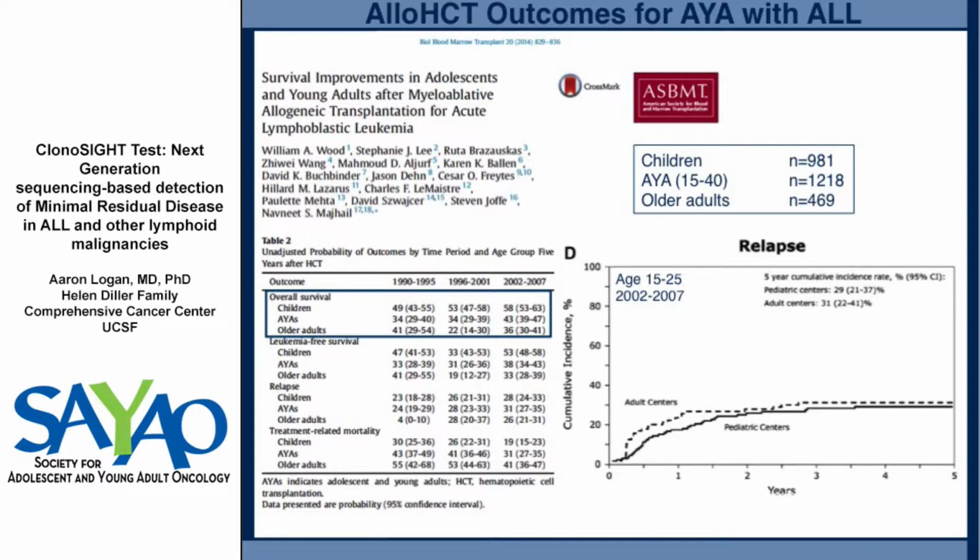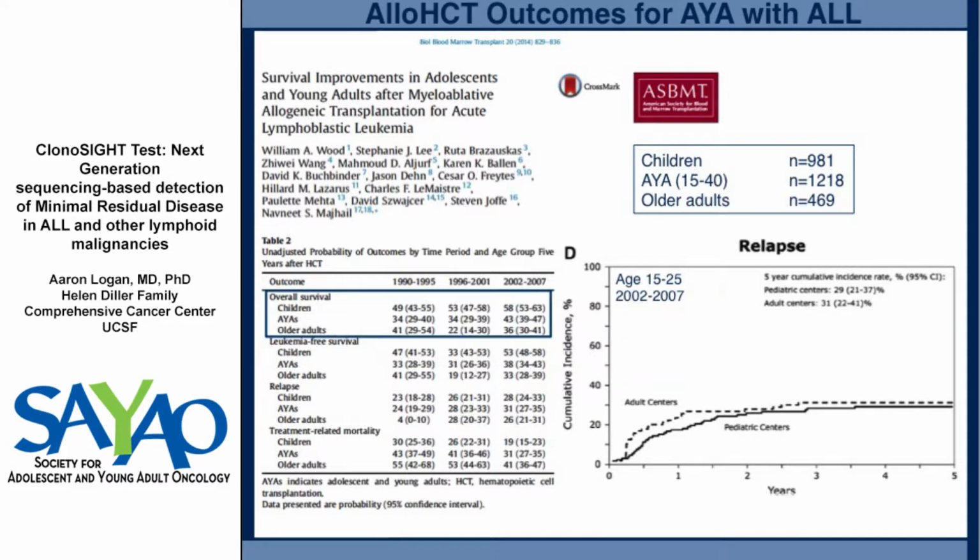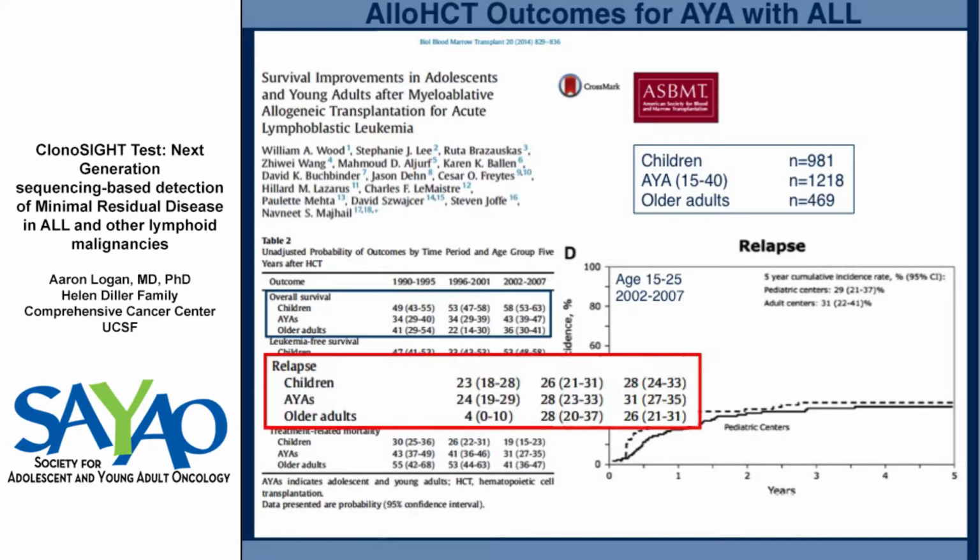And what this study showed was that although there have been some improvements in overall survival in children and to some extent AYAs, there's been no improvement in overall survival for older adults. But more importantly, for all of these groups, there's been no improvement in relapse rates for the primary disease ALL for which these patients were transplanted. And that's true in children, that's true in AYAs, and that's true in adults.